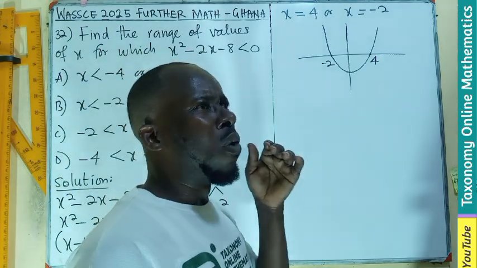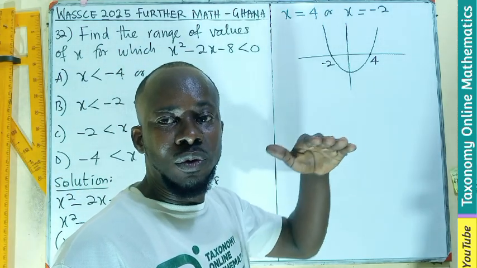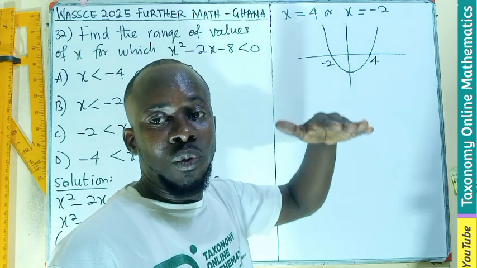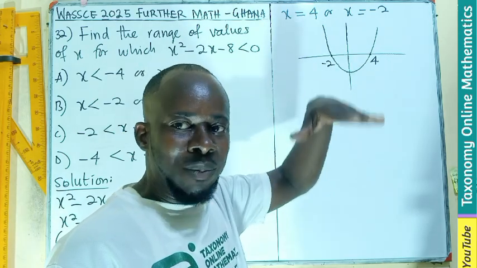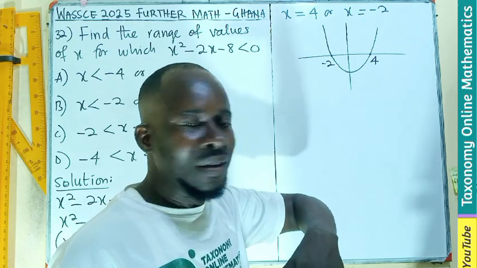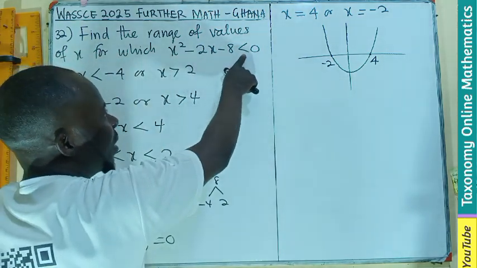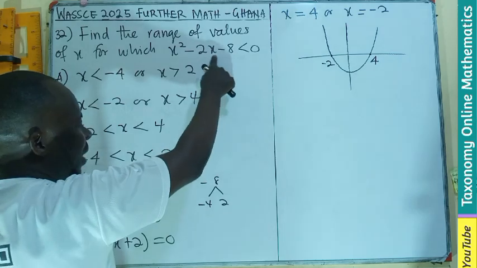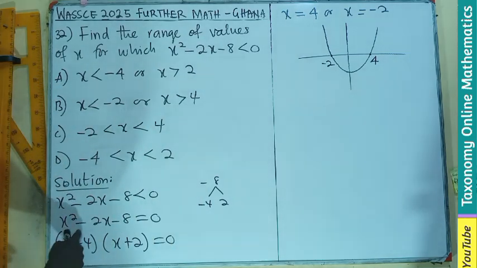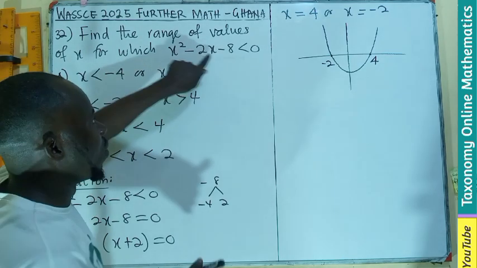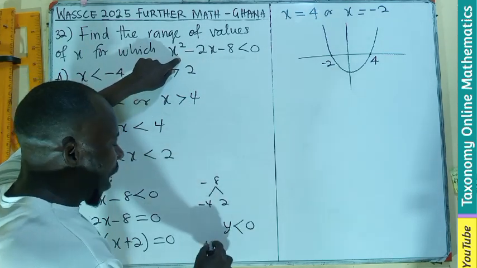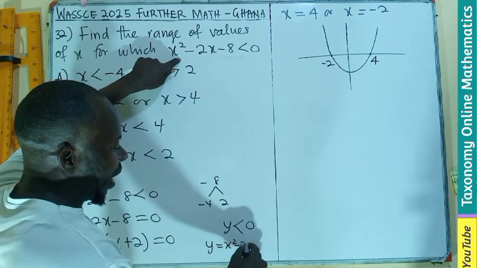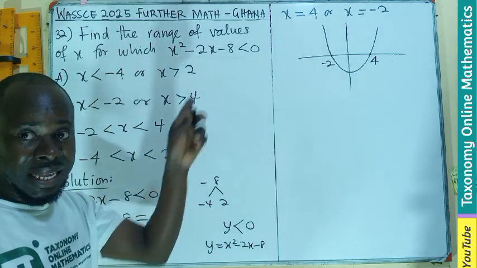Now, we just go into the graph and find the values of x for which the curve is below the x-axis. Which part of the curve is below the x-axis? Because this is going to be representing this place. And this place is the same as what? The y values. So you can see the goal could be y less than 0, where y equals x squared minus 2x minus 8 in terms of the graph.